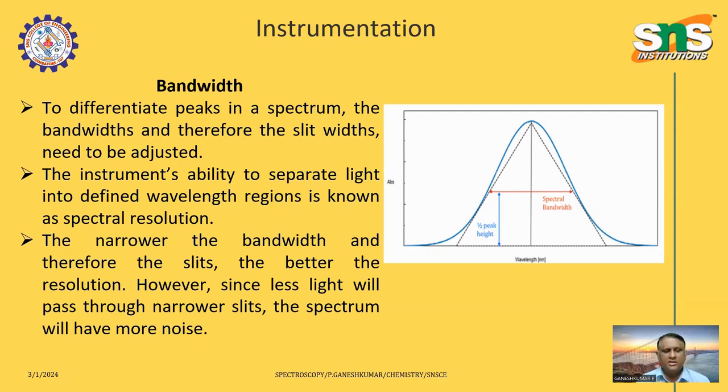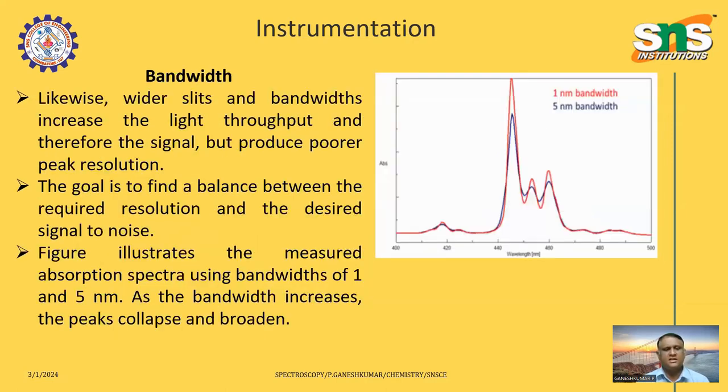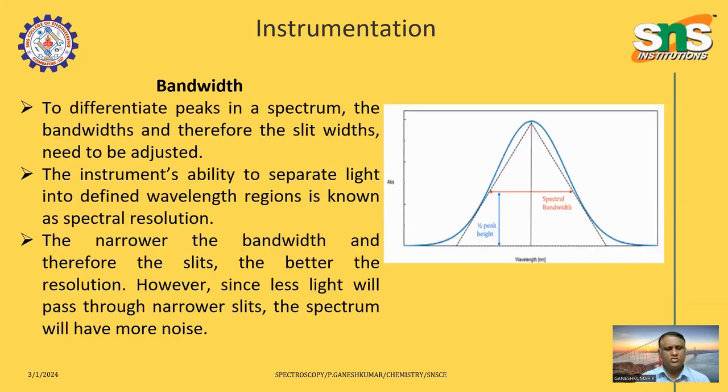The instrument's ability to separate light into a defined wavelength region is known as spectral resolution. To get the spectral resolution, we have to adjust the slit and the desired angle. The narrower the bandwidth, and therefore the slits, the better the resolution. However, since less light will pass through a narrow slit, the spectrum will have more noise. Likewise, with a wider slit the bandwidth increases, the light throughput increases, and the signal would produce a poorer peak.